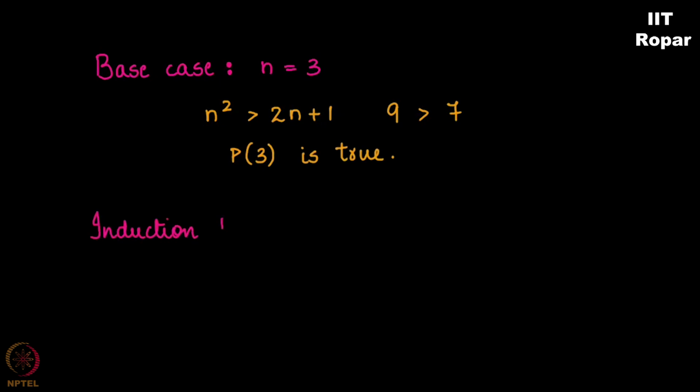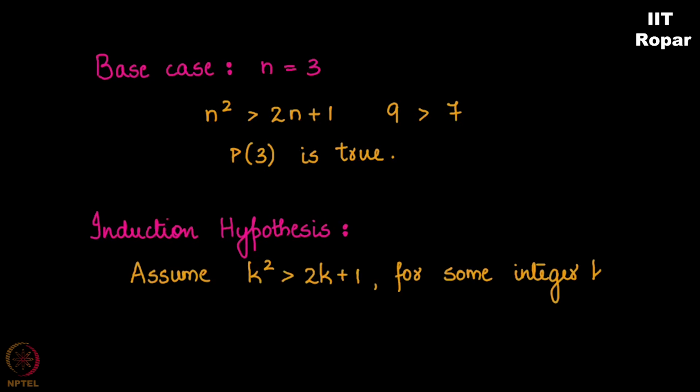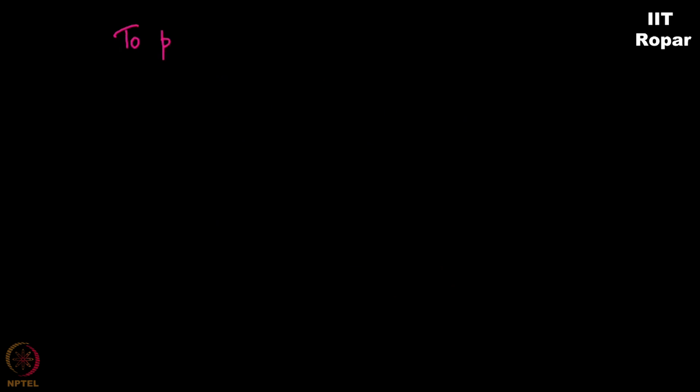Let me move on to the induction hypothesis. What do I assume? I assume that k square is greater than 2k plus 1 for some positive integer k. So this is the induction hypothesis. Now, if this is true, that if k square is greater than 2k plus 1, then I should prove that k plus 1 the whole square is greater than 2 into k plus 1 plus 1.